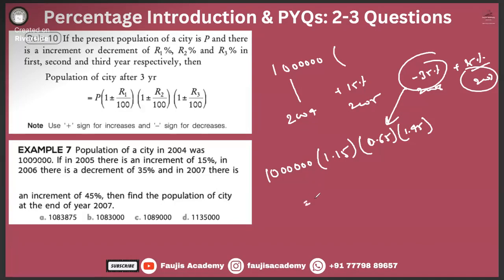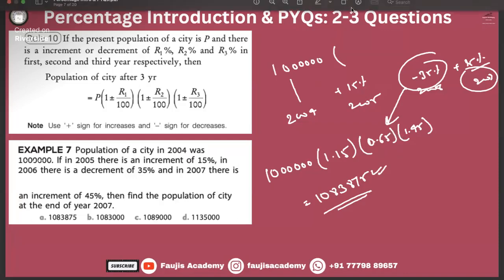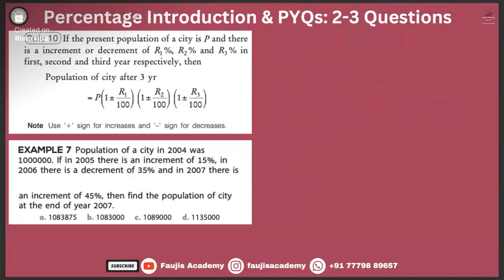Use the calculator. In the examination, you do it. And this is the only calculation-intensive part over here, and you need to do it very, very carefully. What is the answer, guys? 10,83,875. This is the answer over here, right? I hope this is clear to you. Shall we move?